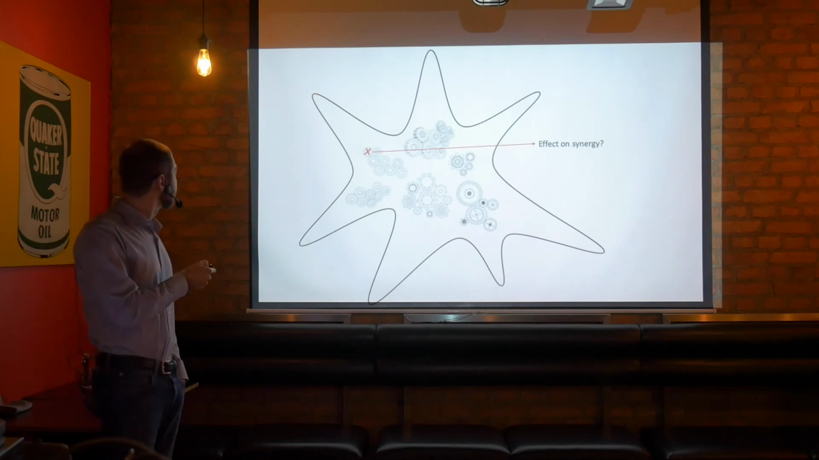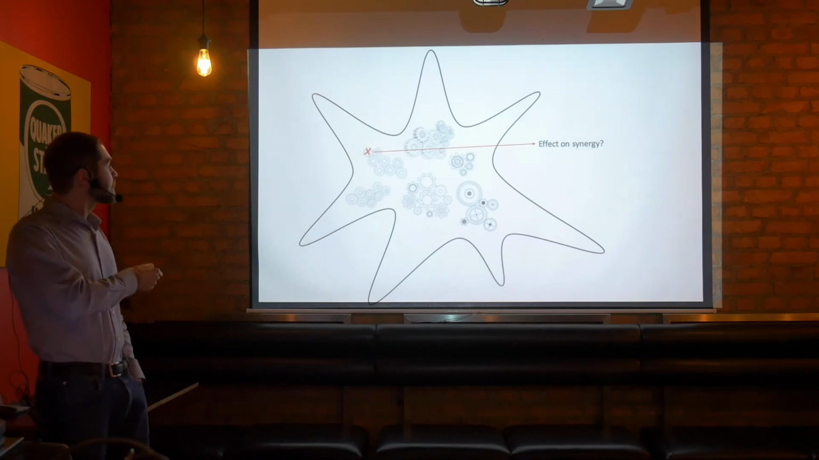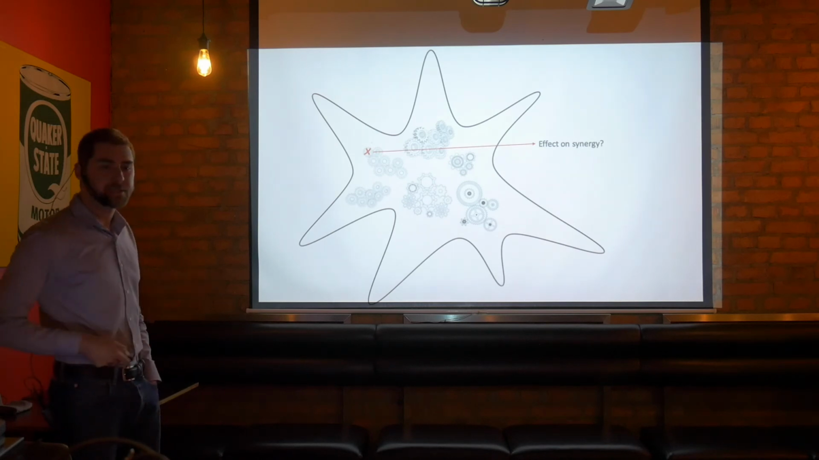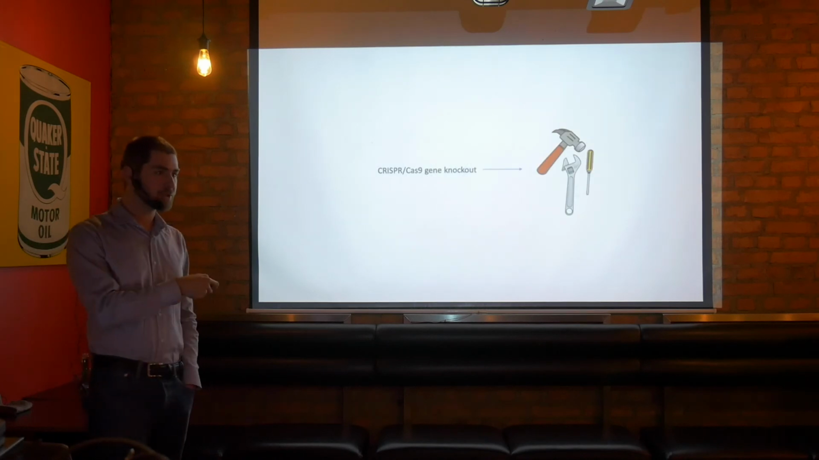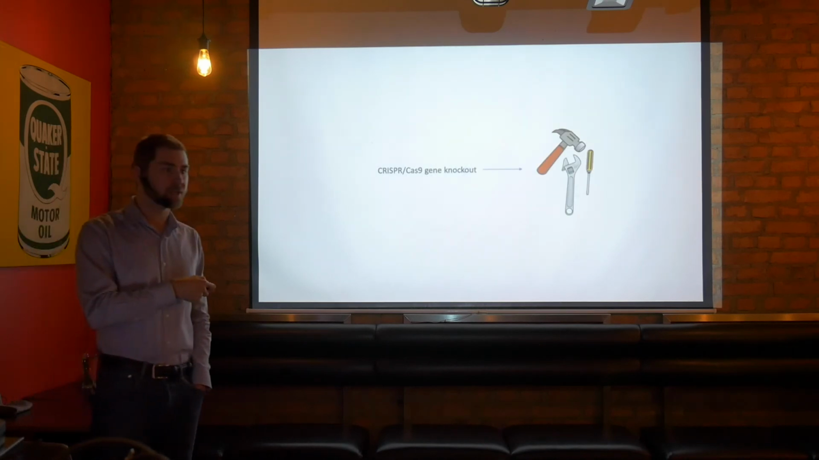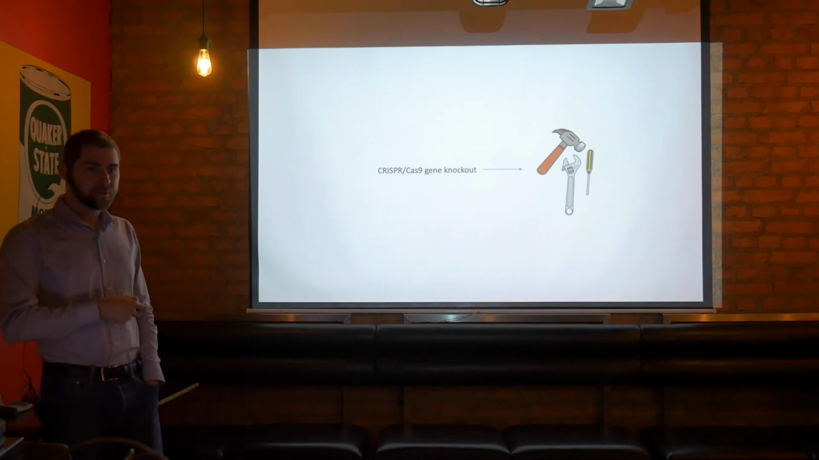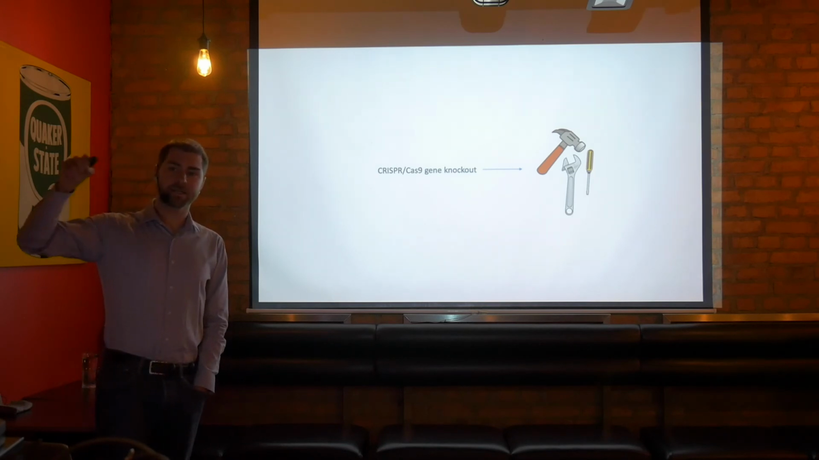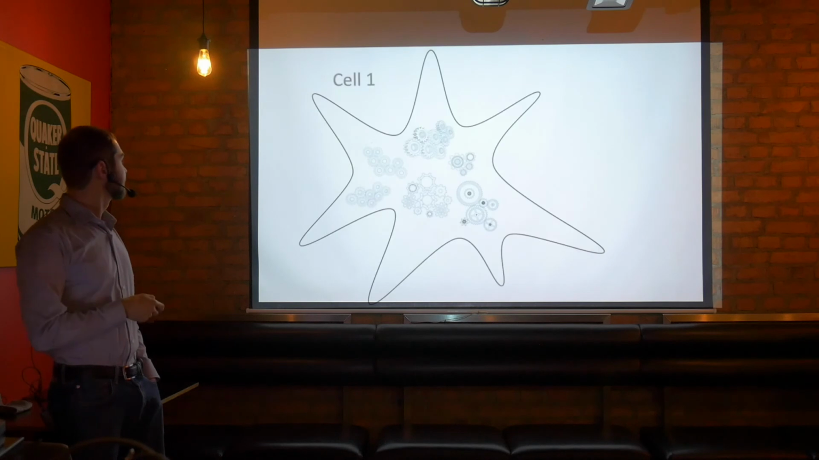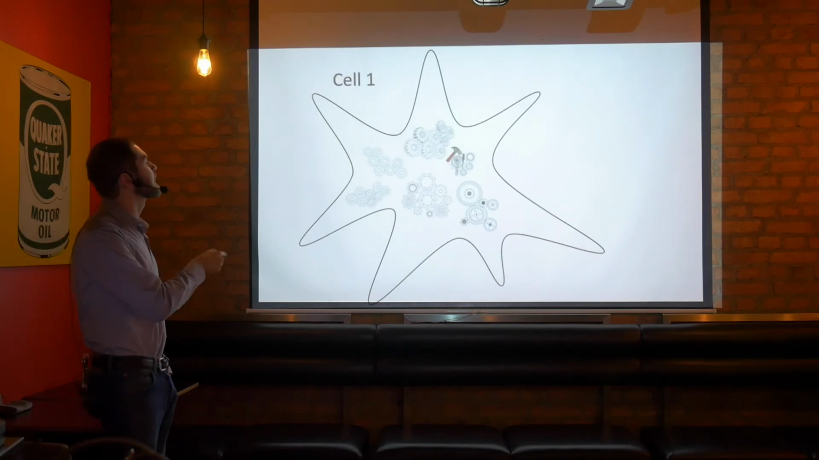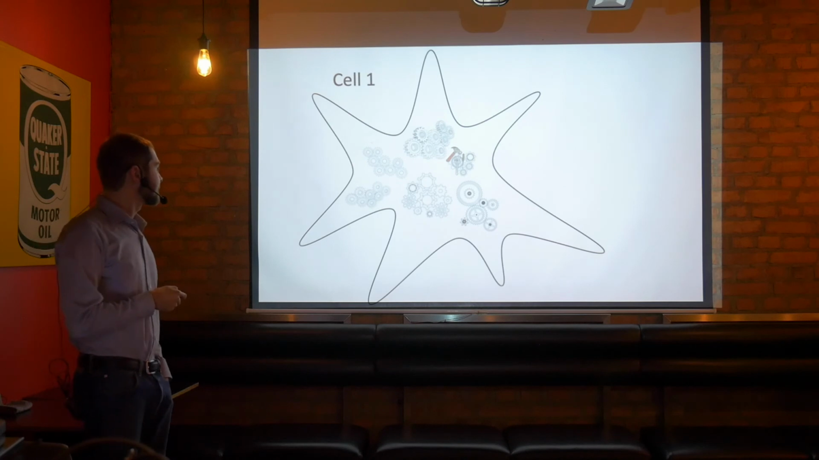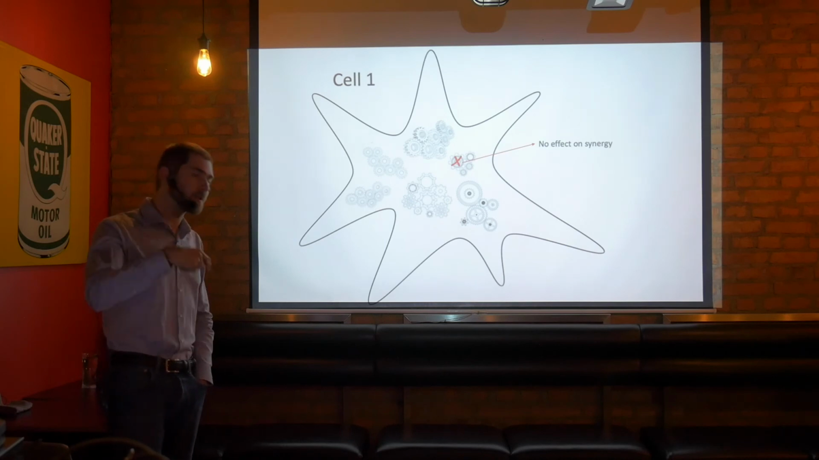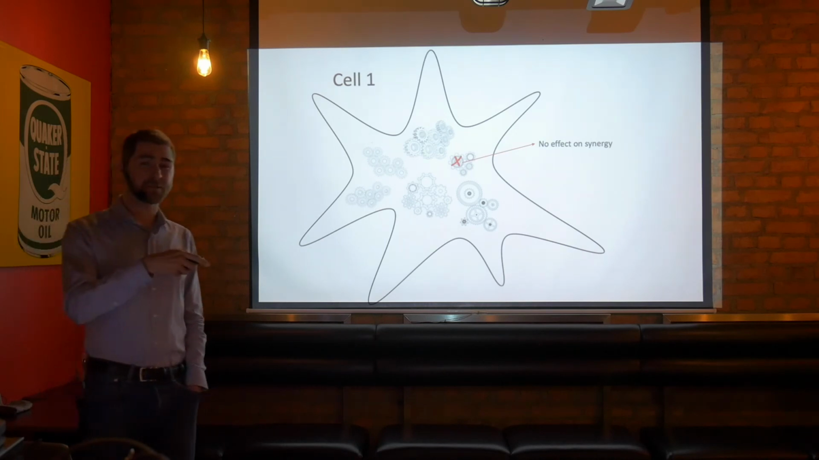We decided to take out one of these gears at a time and see if we could have an effect on synergy. And to do this, we used a system that I think many of you might know: the CRISPR-Cas9 system, which can be imagined as a set of tools that allow us to target specifically one gear at a time, one gene at a time. So we can take, for example, cell 1, we use CRISPR, we remove this gear, and we see no effect on synergy. We repeat the process, and we wanted to do it 20,000 times.